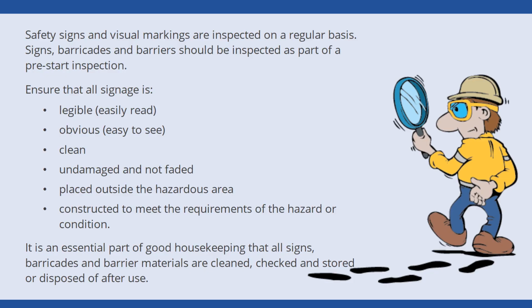Safety signs and visual markings are inspected on a regular basis. Signs, barricades, and barriers should be inspected as part of a pre-start inspection. Ensure that all signage is legible, obvious, clean, undamaged and not faded, placed outside the hazardous area, constructed to meet the requirements of the hazard or condition. It is an essential part of good housekeeping that all signs, barricades and barrier materials are cleaned, checked and stored, or disposed of after use.